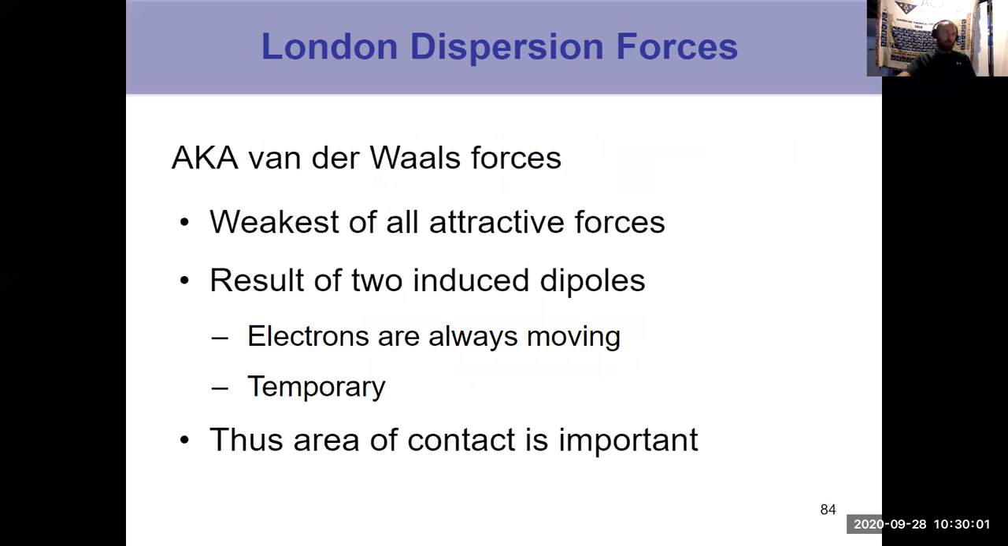If you forgot about those, they're sometimes also called van der Waals forces, though van der Waals is really the sum of all forces. It's the weakest of all the attractive intermolecular forces, and it's the result of two spontaneously induced dipoles, which happens because electrons are always moving. So if you think about it as a sea of electrons, you might get a temporary partial positive or a partial negative, and then that will induce dipoles in neighboring molecules, but it's just a temporary instantaneous thing.